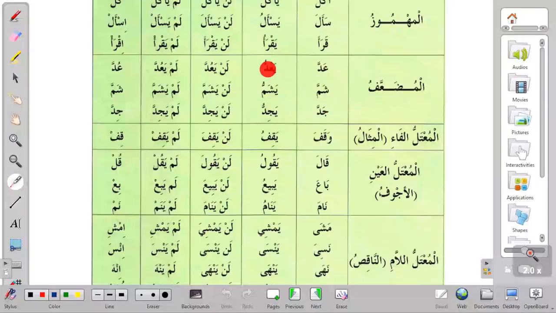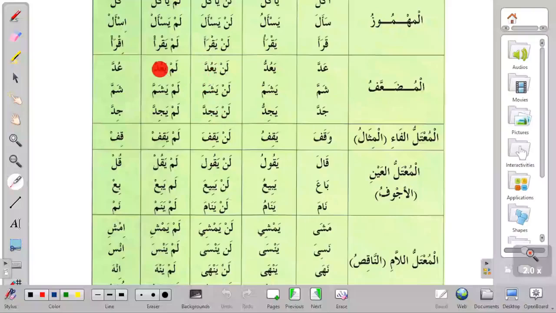When it is mudari marfu, you are going to see ya'uddu, yashammu, and yajidu. Then when it is mudari mansub, you are going to see lan ya'udda, lan yashamma, lan yajida. The last letter is going to take fatha, of course.